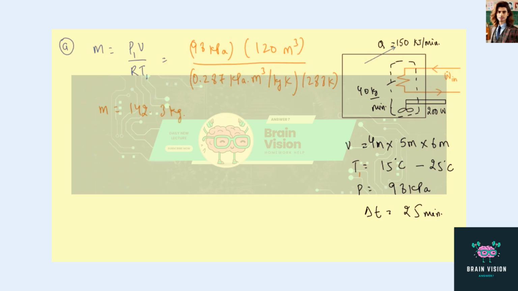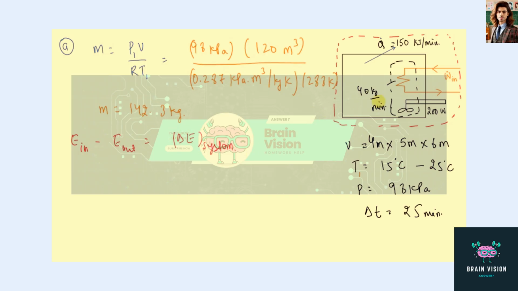Next we'll be considering the entire room as our system. That means I'm taking this whole as our system, and we'll be applying the conservation of energy, or the first law of thermodynamics, in this system. So we can write that energy in minus energy out is equal to change in energy of the system.